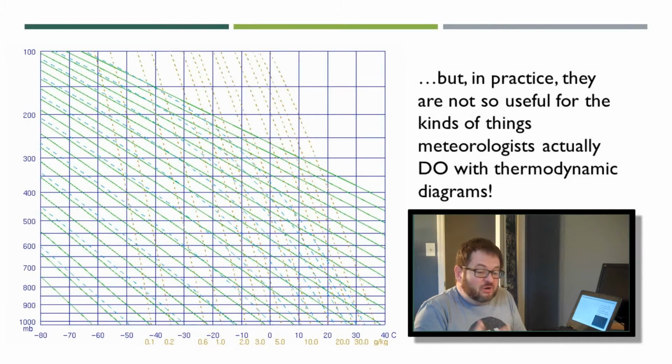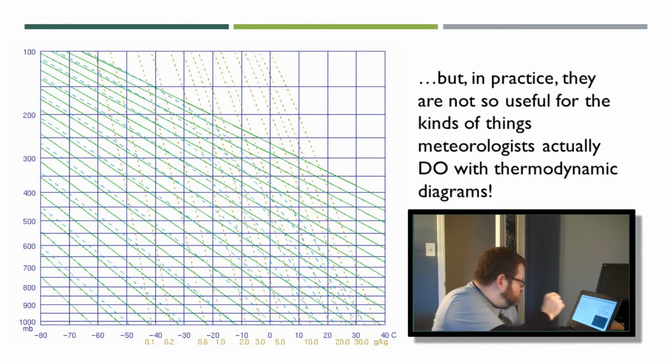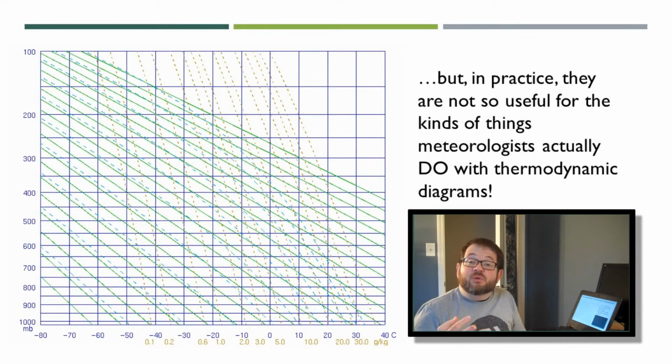When we actually work with thermodynamic diagrams, the kinds of things we want to figure out, like the stability, they're not really the right tool for the job. The difference between stable and unstable is just too small on this diagram to look at it and see it with your eye. And other processes that we would do with a thermodynamic diagram, like lifting and lowering air parcels and different kinds of diabatic and adiabatic temperature change processes, it's just too hard to get them right on this Stuve diagram. The differences are too small.